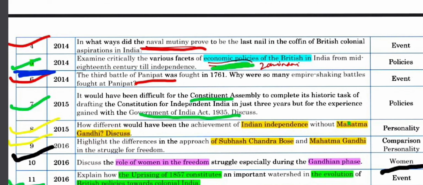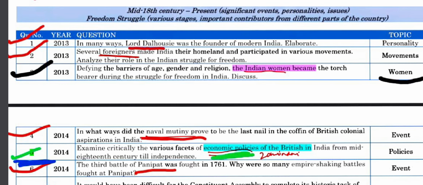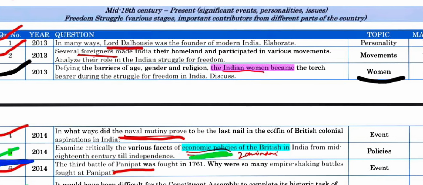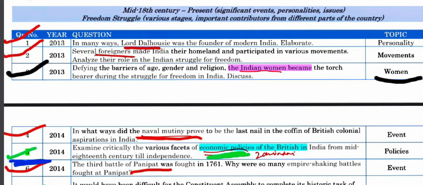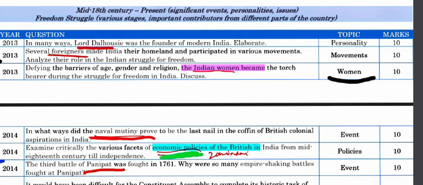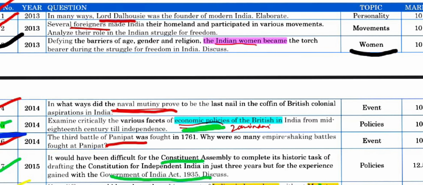Going up, they also asked Lord Dalhousie in 2013. So how is he the founder of modern India? Okay, so this was asked for 10 marks. Then they've asked one generic one, that several foreigners made India their homeland, analyze their role in Indian freedom struggle, which is question number 2, again in 2013 for 10 marks. So we saw that Dalhousie, Curzon and several foreigners and their contribution was one more theme.